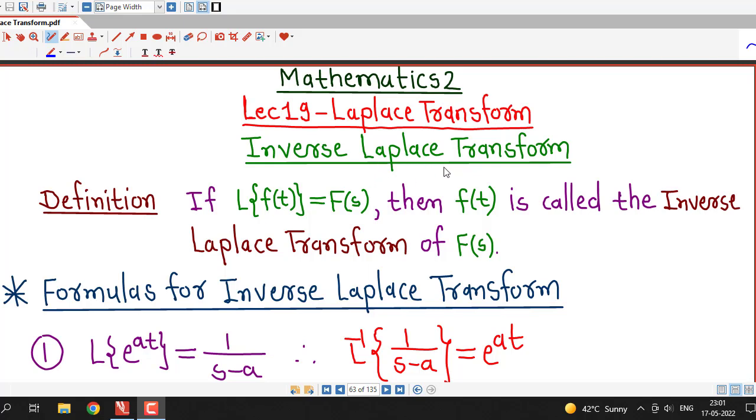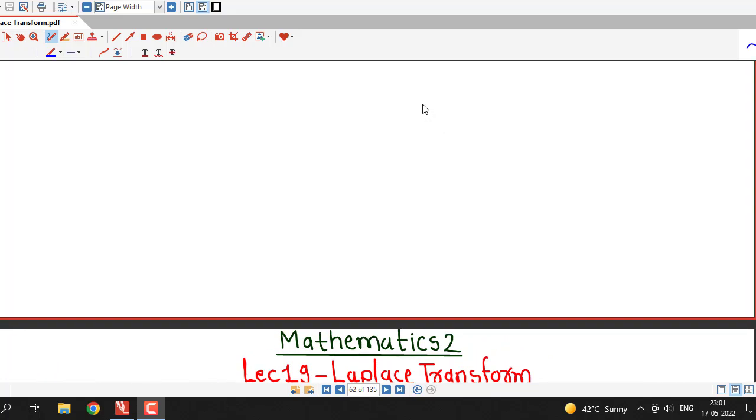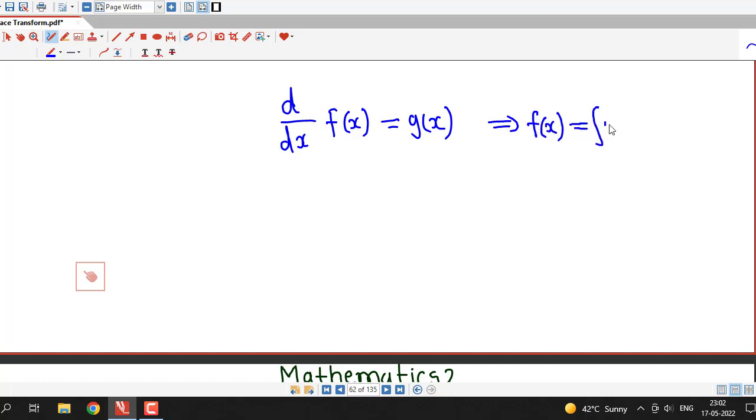Inverse Laplace transform is the reverse of Laplace transform, or we can say that it is the inverse of Laplace transform, like differentiation and integration. We know that if the derivative of some function f(x) is say g(x), then this f(x) is the integral of function g(x). So as differentiation and integration are inverse processes of each other, the same thing is true for Laplace transform.